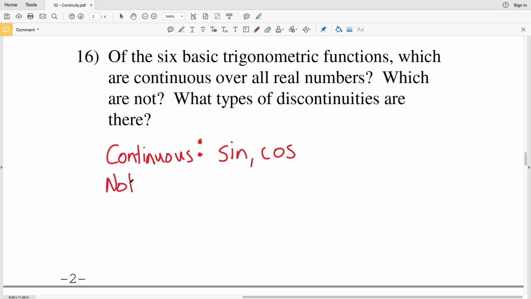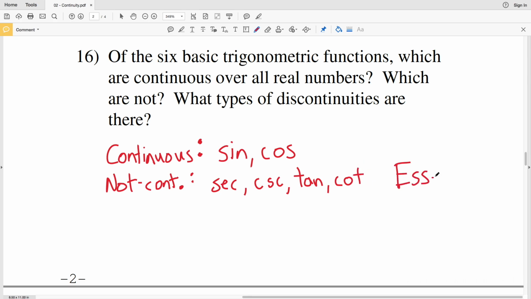So we're not continuous on the secant, the cosecant, the tangent, and the cotangent, and those are all essential discontinuities. Now the values of those discontinuities differ, but that's not what the question asks. It's just asking what type of discontinuities were there. They were all essential. And with that, we wrap up the free continuity worksheet on the KutaSoftware website.